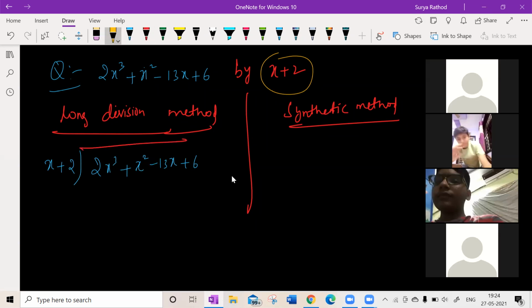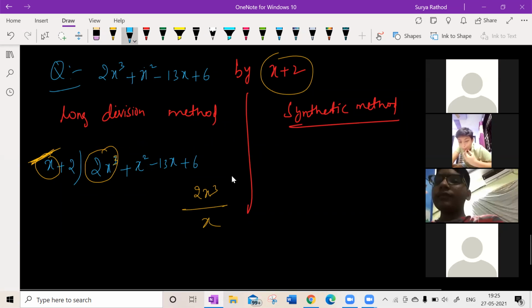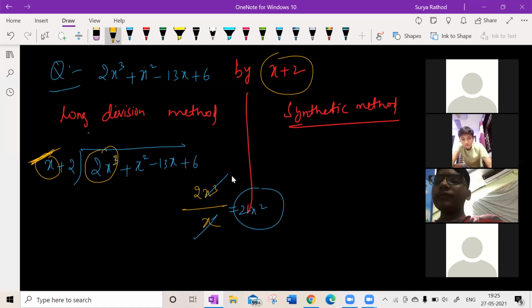With what number if I multiply? So I'll be getting 2x cube, 2x square, right? If you're not understanding how I wrote 2x square here, let me tell you a shortcut. What is the first term of my dividend? First term of the dividend is 2x cube. What is the first term of my divisor? X. Divide with x. Why? Because we are dividing, right? So x will get cancelled. What do you remain with? 2x square. So I'm writing 2x square.